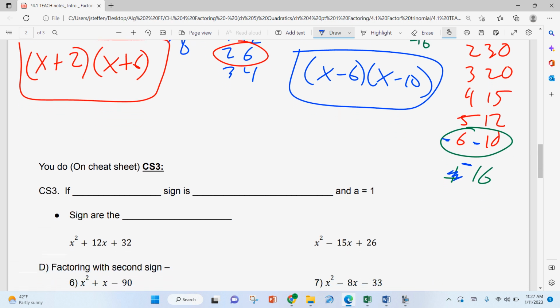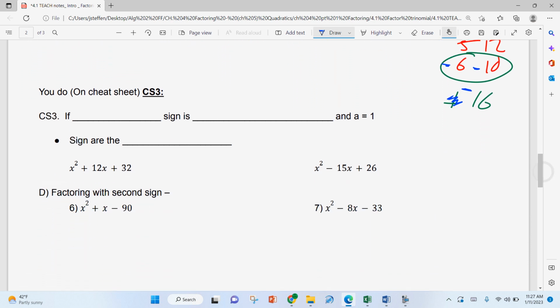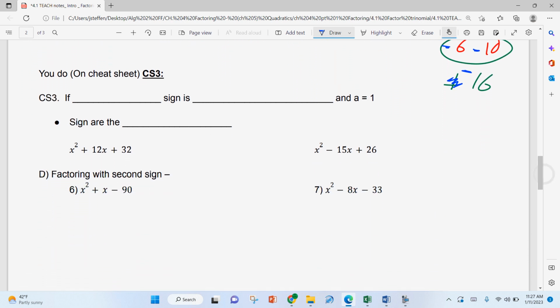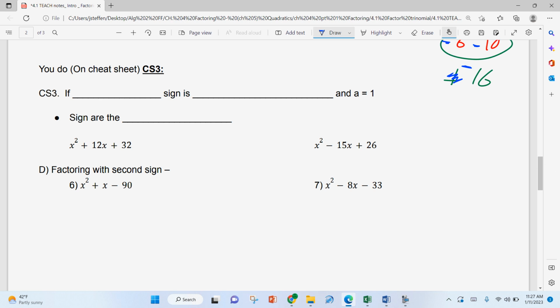Just to stay consistent with the other classes so I don't confuse myself, your class period is a little bit longer. The other classes, I did not have time to go over the you-do section with the cheat sheet number 3. I will go over this probably at the end of next lesson just to make sure we have those filled in. But I'm going to go ahead and skip to D.